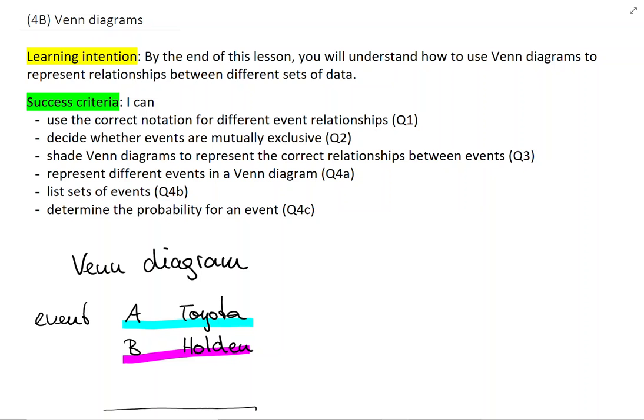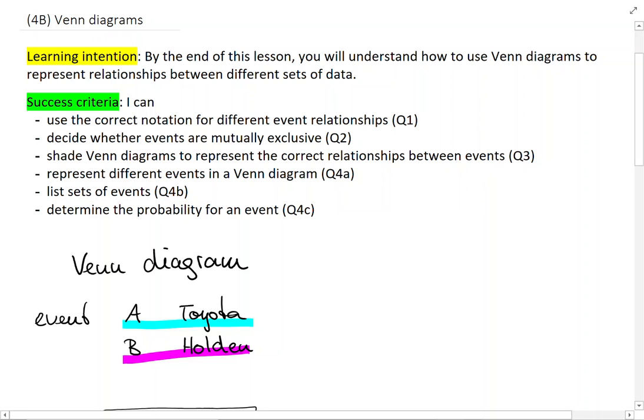Good morning, Year 10s. Today I would like to have a look with you at Venn diagrams, and I want you to be able to understand how to use Venn diagrams to represent relationships between different sets of data. Now, different sets of data refers to different events. So in my video here, I'm using the event of a person driving a Toyota, that's my event A, and a person driving a Holden, that's my event B. And I want to represent different scenarios of relationships using Venn diagrams.